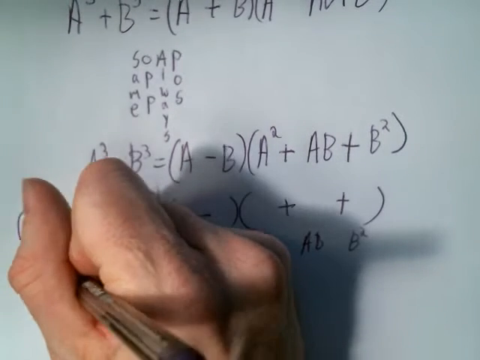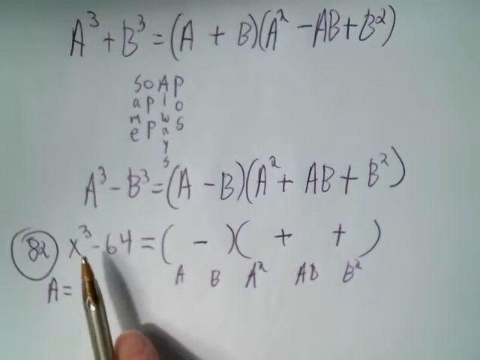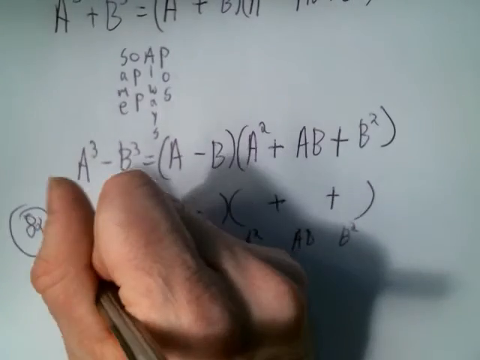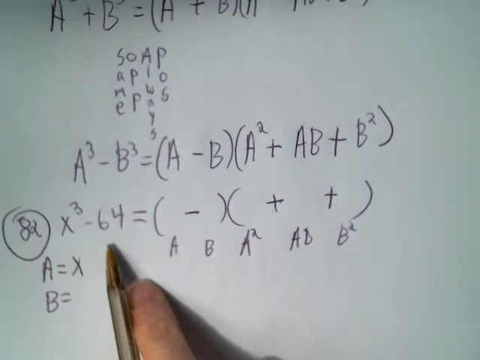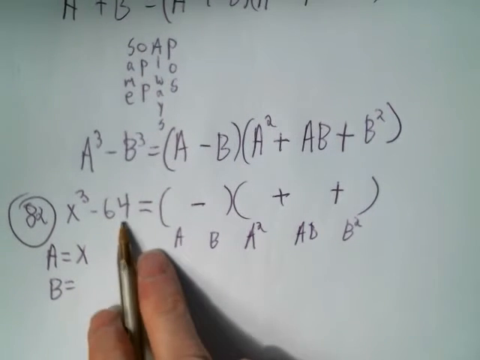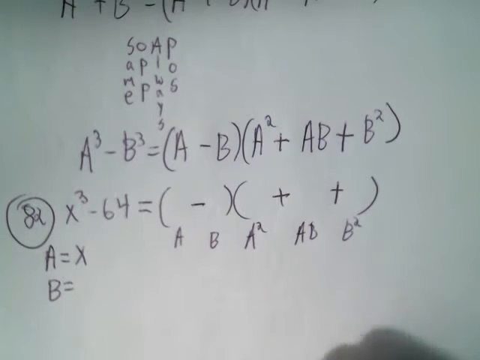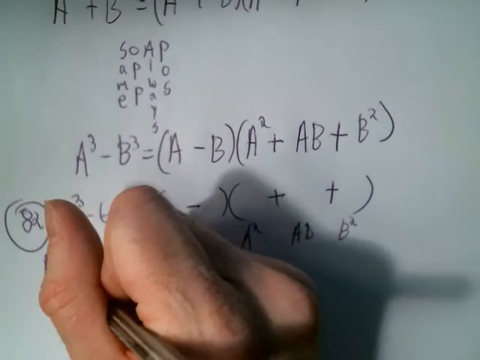Okay, so what is A? Well, A is, and later we'll call it the cube root of x. So what times what times what gives you x cubed? And that's just going to be x. And then B is basically the cube root of 64. So what times what times what is 64? You may want to write out a list of perfect cubes. If you had a list, you would see that 4 cubed is 64.